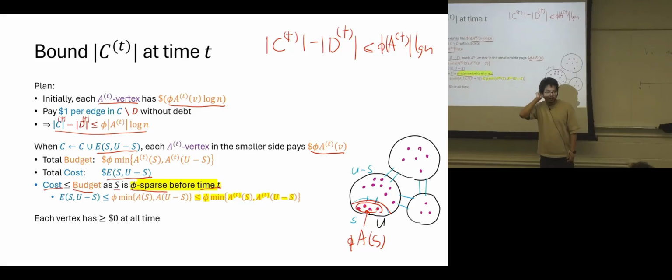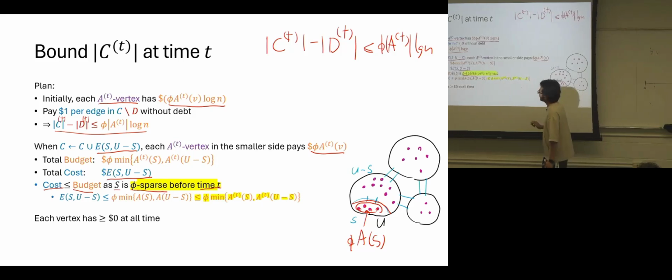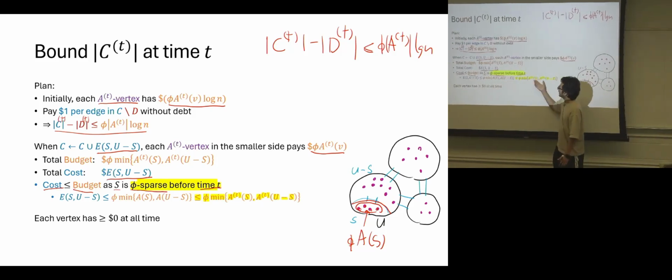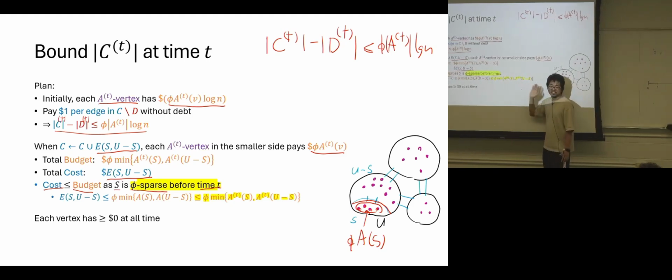So another way of looking at that is that cuts that were sparse at times before t are still sparse cuts at time t. Exactly, a cut that was sparse before time t must be sparse at time t as well, because A only increases.